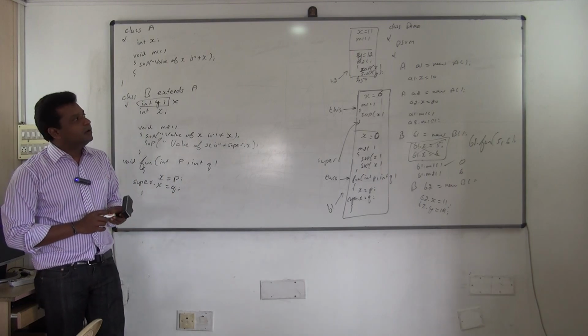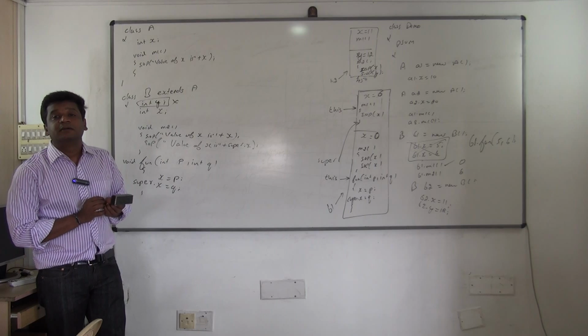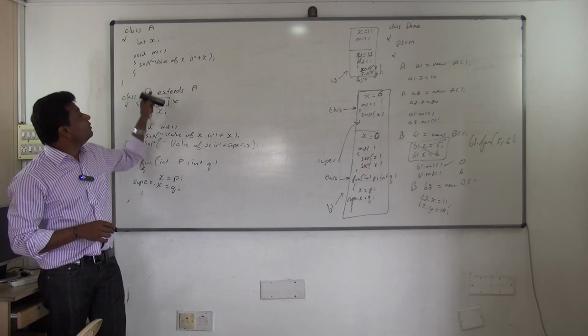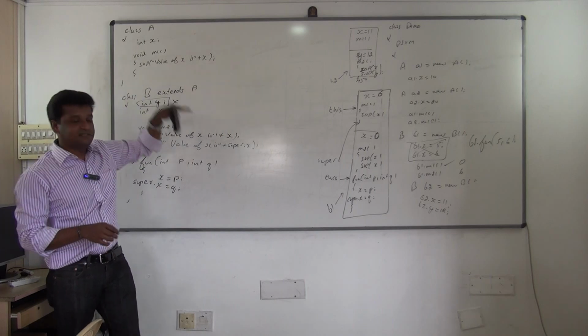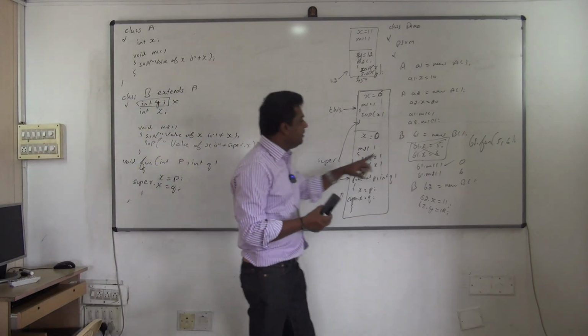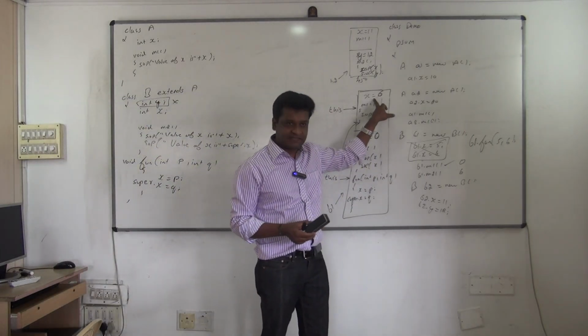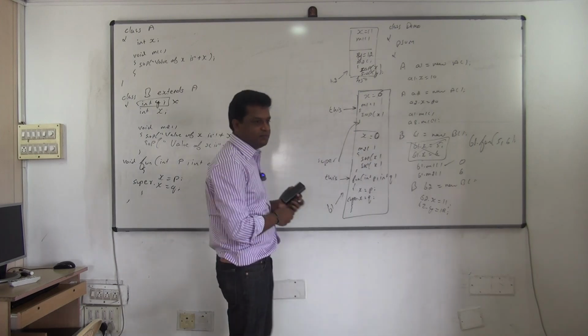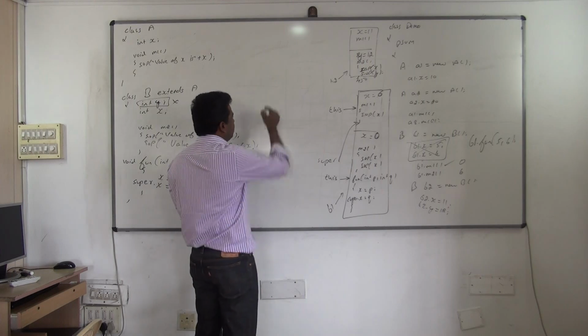Whoever the x is, that x value will never choose. Which value? From B object you can't access x. Understand the point. From B object you can't access x, the superclass's x. From B object you can never access. That's what I'm telling you.